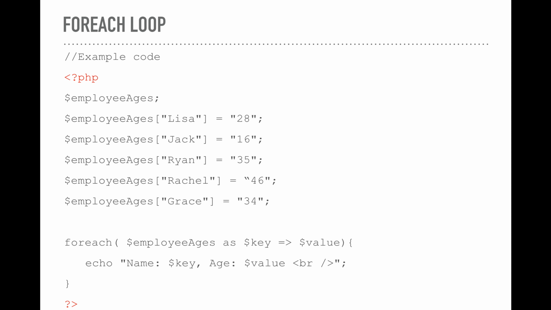And the second example might seem a little harder than the first one, but I think after some practice and with some good understanding of what key value pairs are, you will be able to use foreach loops.